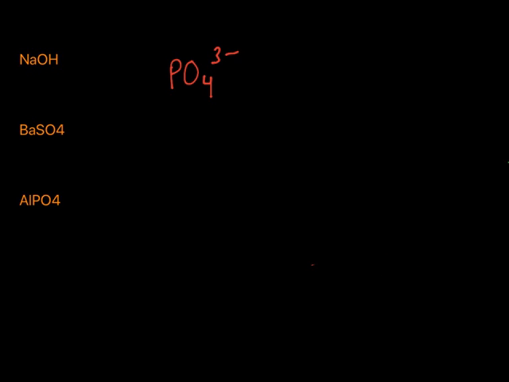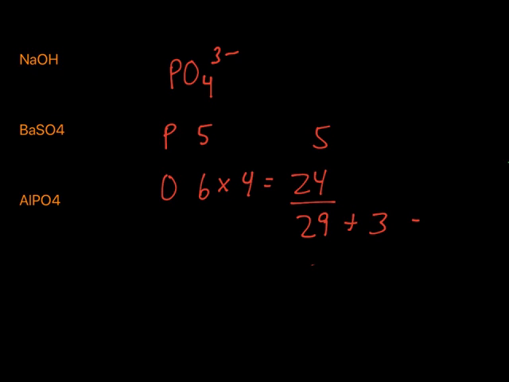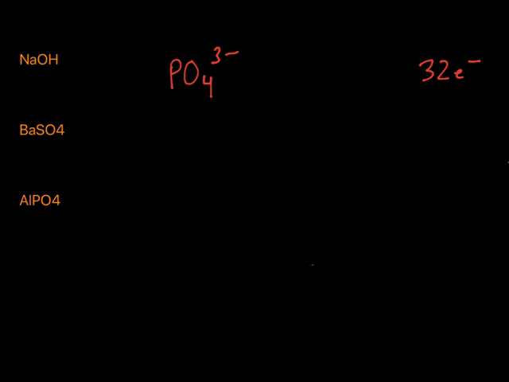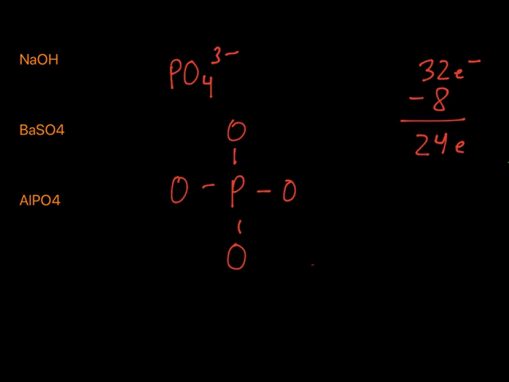Okay, so phosphorus has 5 valence electrons. Oxygen has 6. So this is 24 plus 5, 29, plus the 3 electrons from the aluminum. That makes this 32 electrons total that we have to show in the Lewis structure for PO4 3-. So phosphorus is in the middle. By doing this, we use up 8 electrons. So we remove them from 32, and that gives us 24 electrons. So we add them to the oxygens.